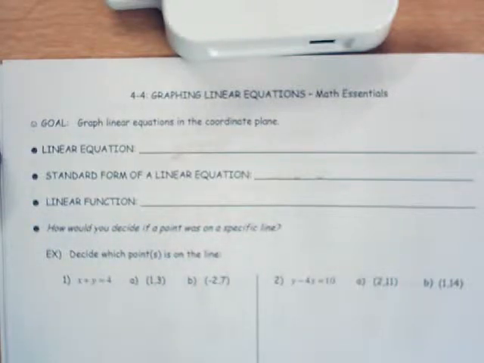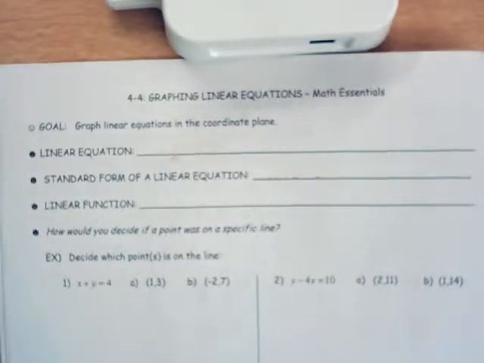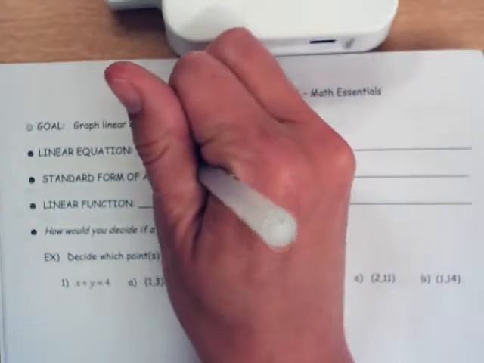Say we were doing 4.4, graphing linear equations. This is found in your sections of notes for the Math Essentials course. Our goal is to graph linear equations in the coordinate plane. First, let's talk about what is a linear equation. A linear equation is an equation of a line. So we can fill this in.